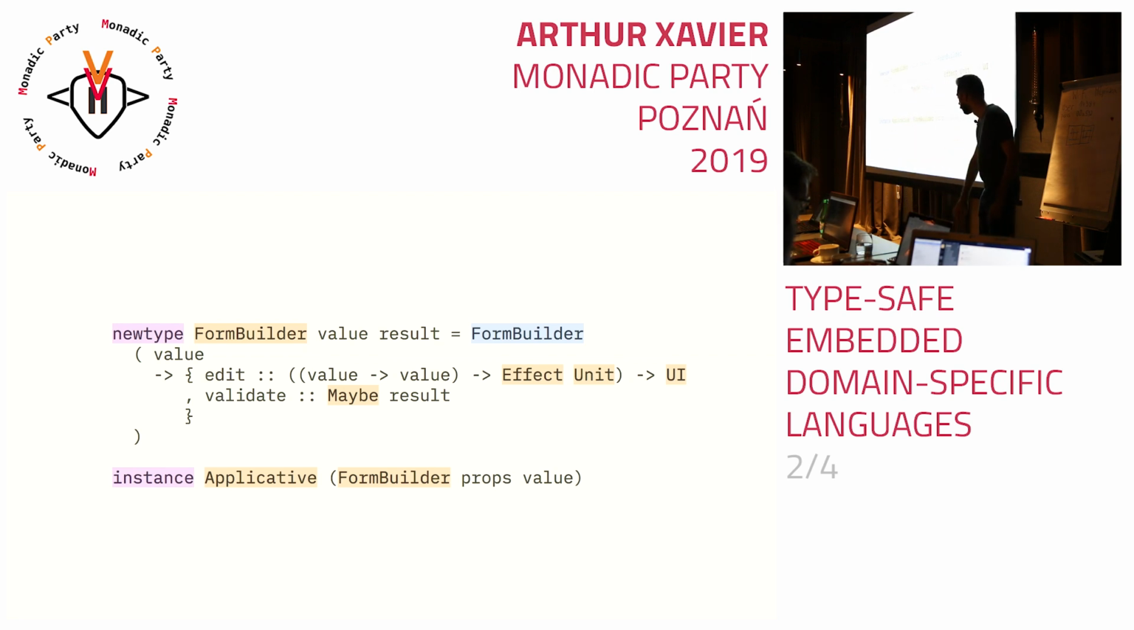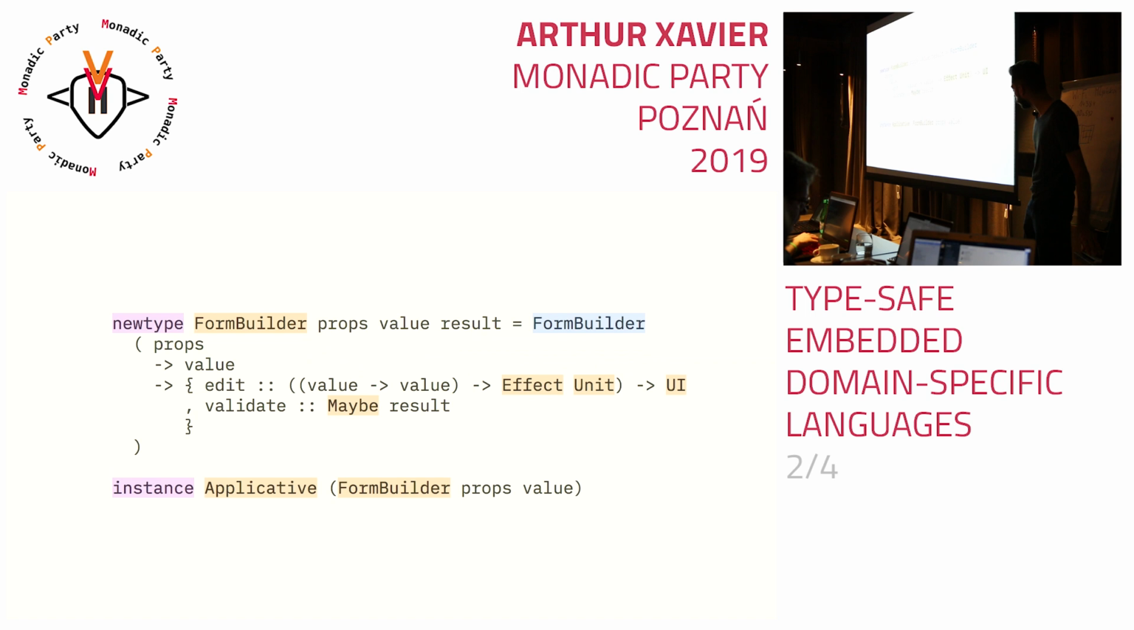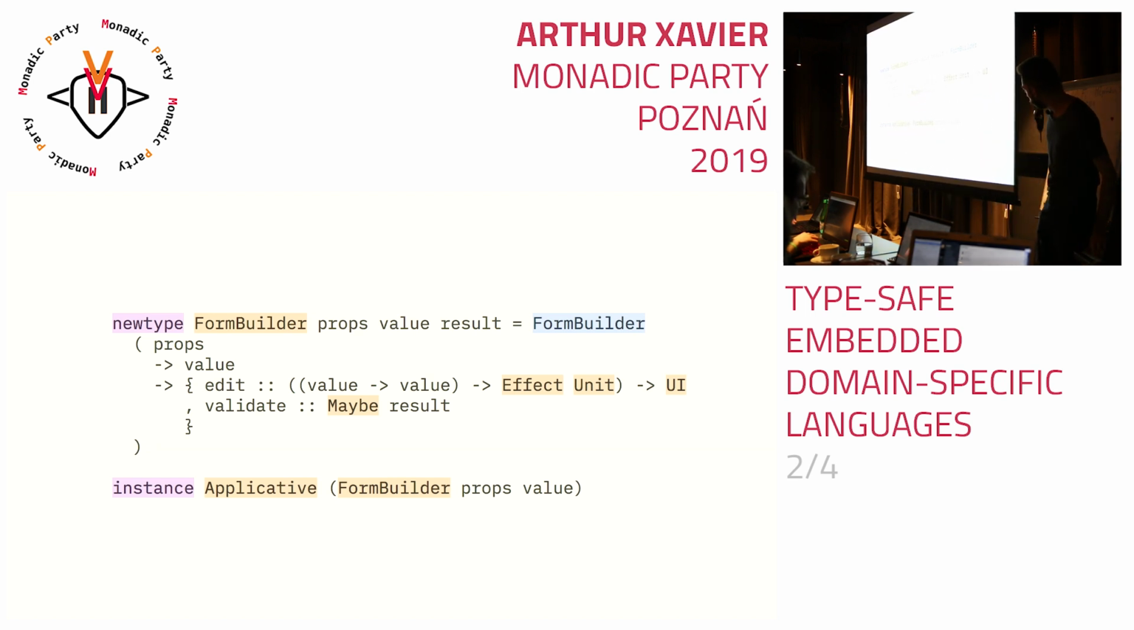And it has, obviously, an Applicative instance. And this Applicative instance combines the UIs that are generated with a Monoid instance. So this UI needs to be a Monoid. I didn't need to add a constraint there because it's implicit, but I should have illustrated that. So in reality, it also takes another type argument here, which is props, which are basically global properties of the form that can be combined. I'm not going to discuss them here.